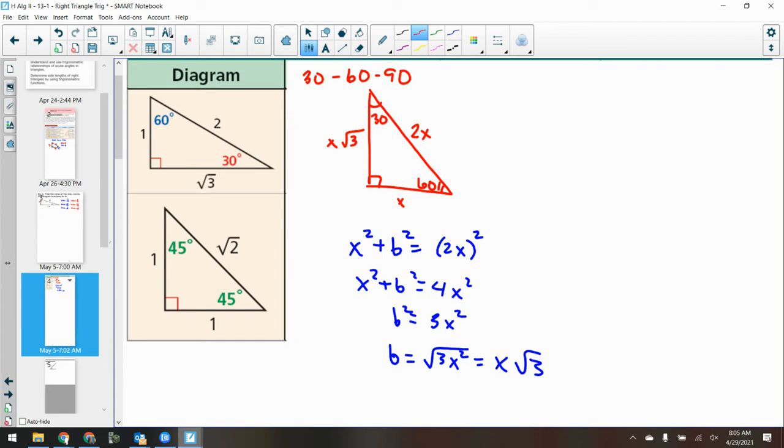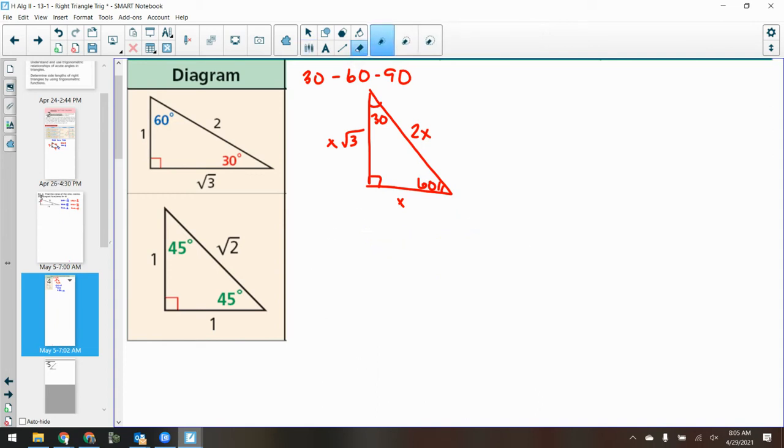It's all based on the Pythagorean. Do you need to memorize, do you need to know how to do that with Pythagorean? No. I want you to memorize this triangle. That should already be in your brains from last year, but we may need to refresh our memories a little bit.